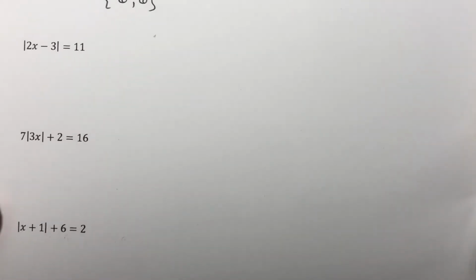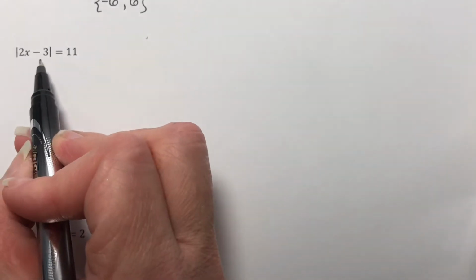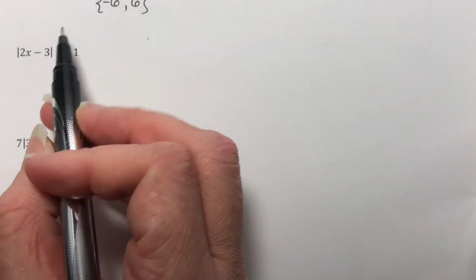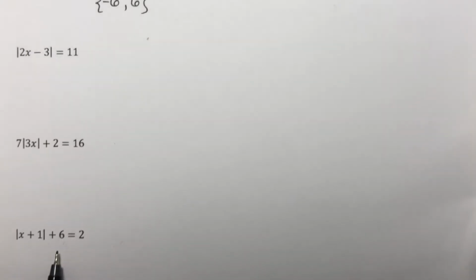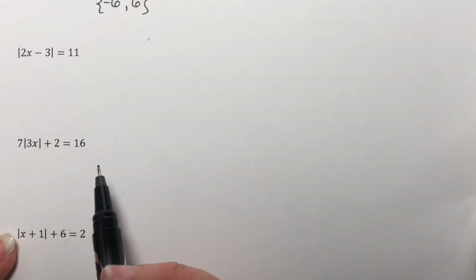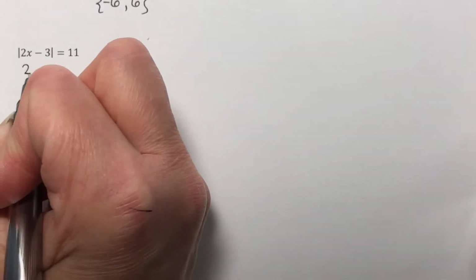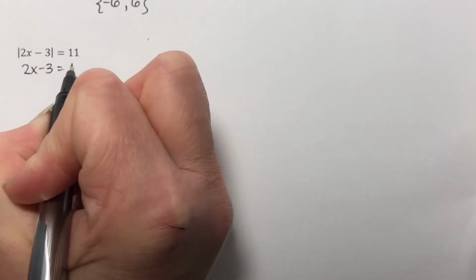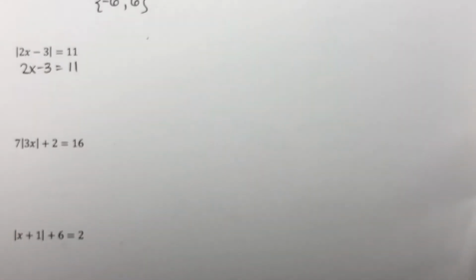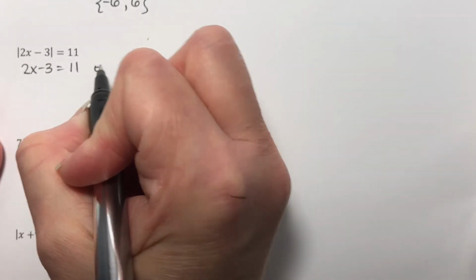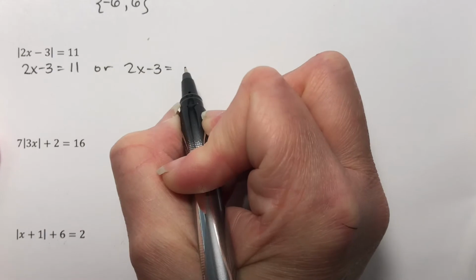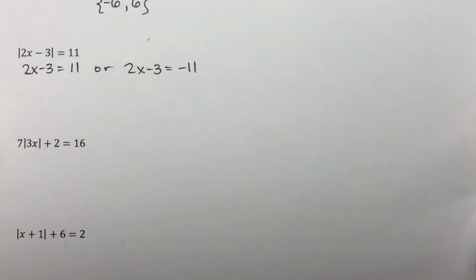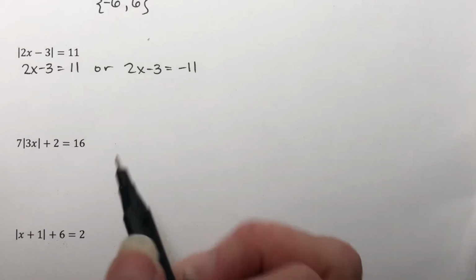Okay, so let's try. The absolute value of 2x minus 3 is equal to 11. We want to get the absolute value by itself first, if we need to, and we will on later problems, but for right now we're good. Now we just take what's on the inside, 2x minus 3, and set it equal to positive 11, or take 2x minus 3 and set that equal to negative 11.